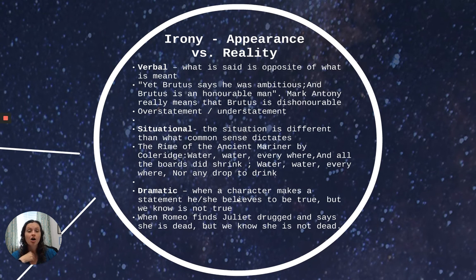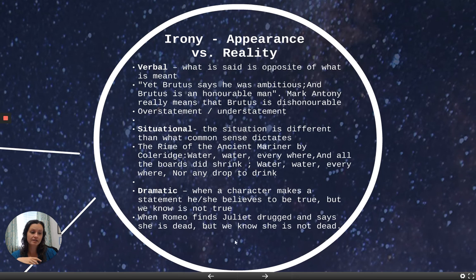Dramatic irony is when the character makes a statement that he or she believes to be true, but we as the audience know it's not true. Shakespeare does this a lot. So when Romeo finds out that Juliet is drugged and he says she's dead, but we all know that she's only been drugged and she's not actually dead. Okay, so when the audience knows something that the characters don't, that's dramatic, mostly because you see it in drama, because that's fun.